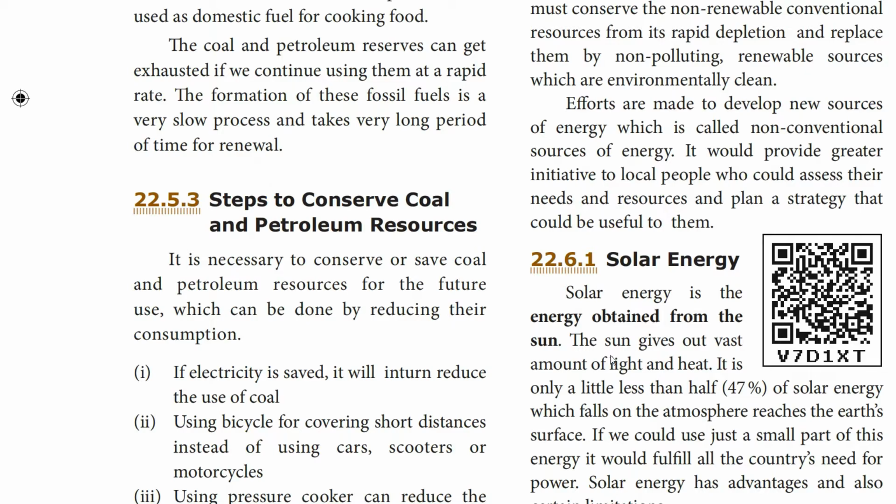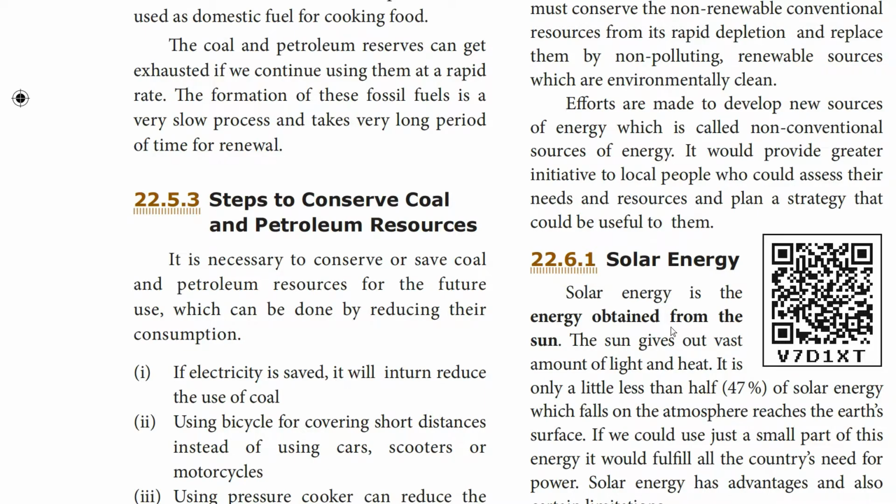Steps to conserve coal and petroleum resources. There are some measures given here. If electricity is saved, it will in turn reduce the use of coal. The amount of electricity we save is equal to the amount we produce. To produce electricity, we are using a large amount of coal, so if we save electricity, it will in turn reduce the use of coal.